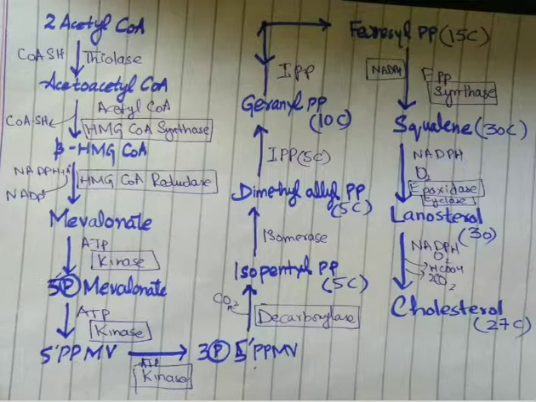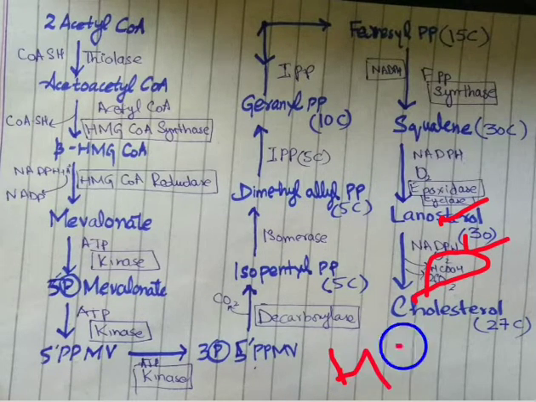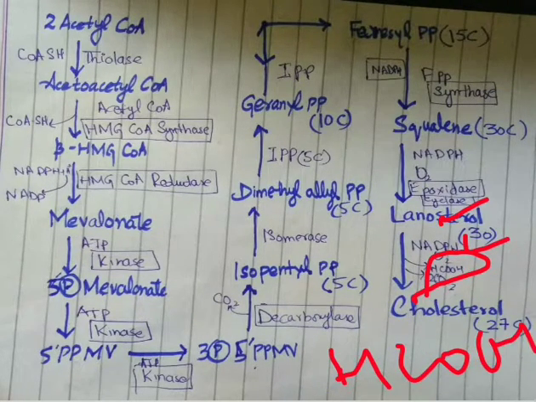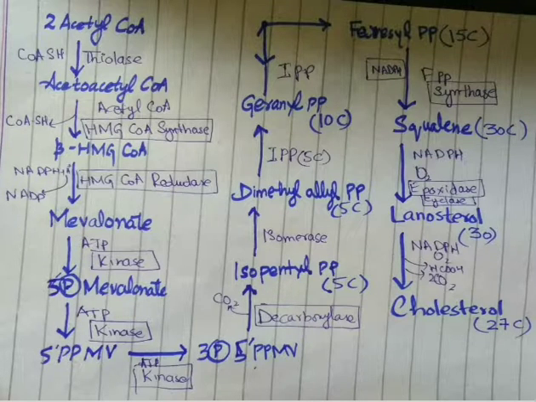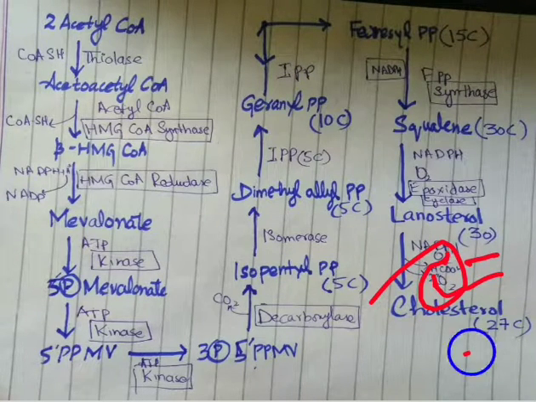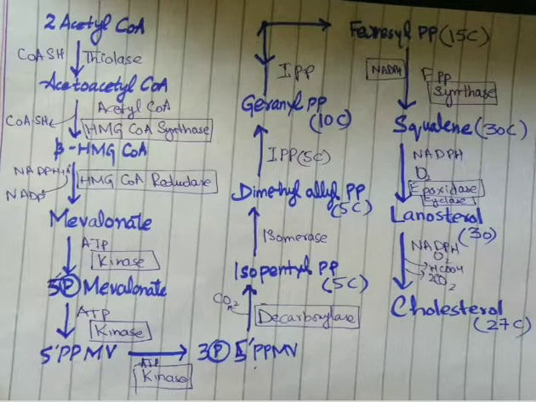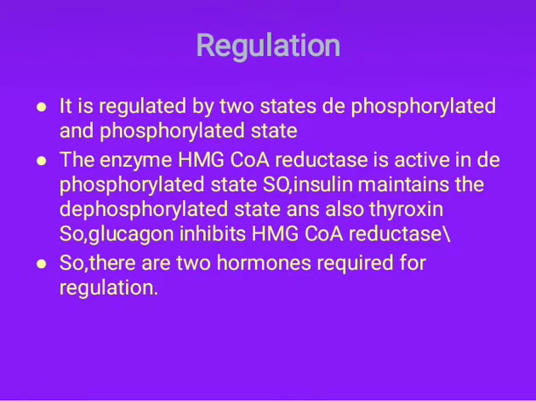Then due to the removal of 2 carbon dioxide molecules here, and here also a molecule of NADPH is utilized, oxygen is utilized, and a molecule of formic acid, HCOOH, is released. So 3 carbons are removed, 2 as carbon dioxide and 1 as formic acid, so it becomes a 27 carbon compound. So that is the whole process for the synthesis of the cholesterol molecule.